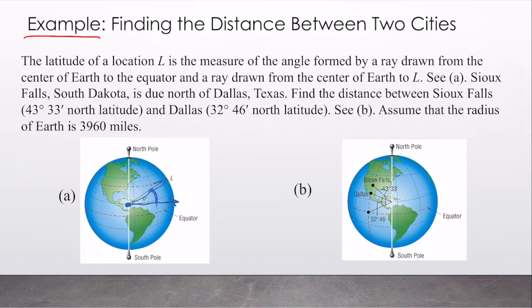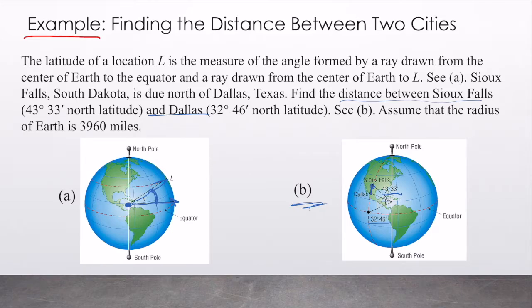So if I have the Earth over here in part B, Sioux Falls is located, if I start with a ray from the center of the Earth to the equator and mark it as L and create an angle, right? It's at 43 degrees and 33 minutes. And Dallas is at 32 degrees and 46 seconds. So what I want to do is find the distance between Sioux Falls and Dallas. So I'm trying to find the length of this arc.